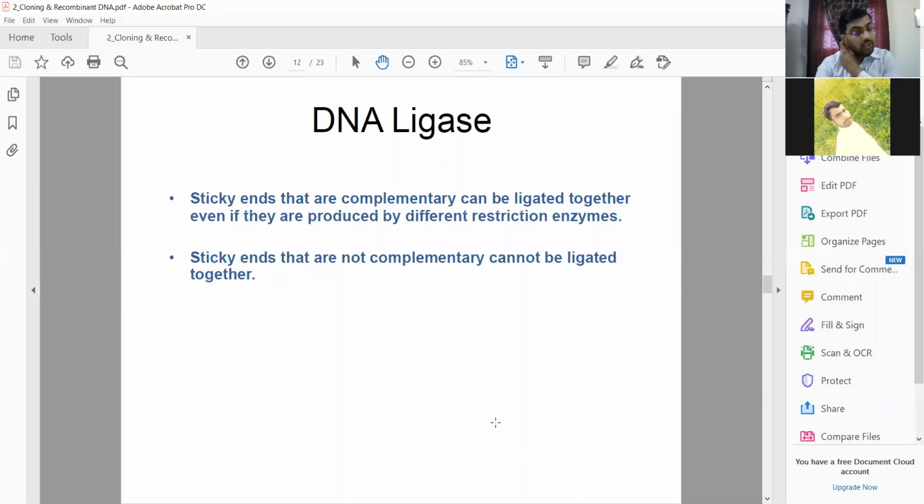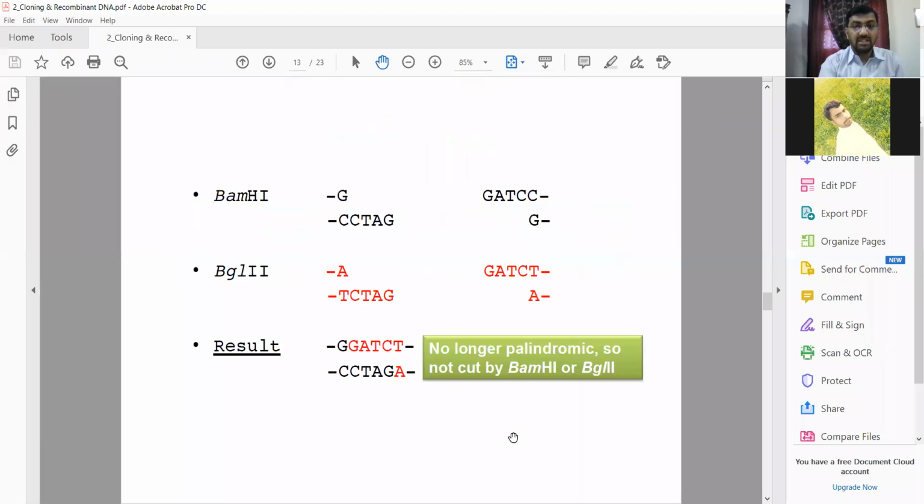So we have to be very sure that we are using appropriate restriction enzymes. Just take an example that BamHI and BglII produce such sticky ends that have complementarity with each other, and they could ligate together, but there would be no palindromic sequence available for the future, and BamHI or BglII can't restrict this restriction site in future.